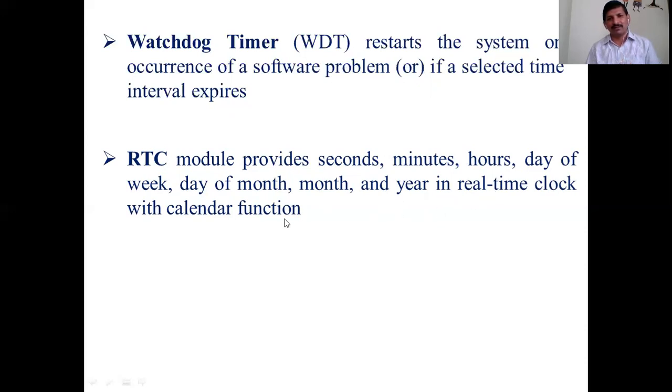In the real-time clock with calendar function, the real-time clock provides the timing reference or current time. That means seconds, minutes, hours, Wednesday as day of the week, day of month, that means first date, second date, 30th date, like that. Month, January, February, July, June, August, whatever it may be. Next, year, 2020, 2021, like that.